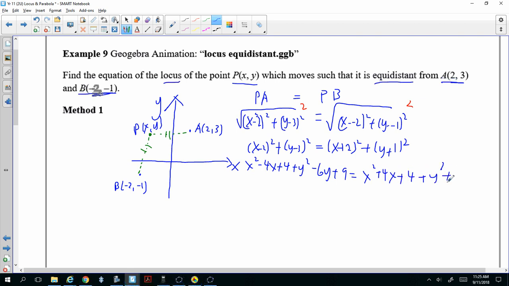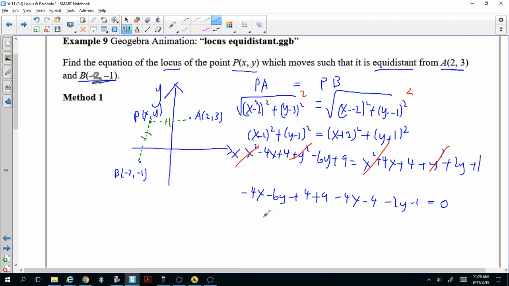And then if you cancel things, you'll see that the squares get cancelled like that. And then you move all terms to the left side, so you get -4x minus 6y plus 4 plus 9 minus 4x minus 4 minus 2y minus 1 equal to 0. So move all the remaining terms to the left and collect like terms. So you end up getting -8x, -8y, 13, that 4 got cancelled, 9 minus 1 is 8.